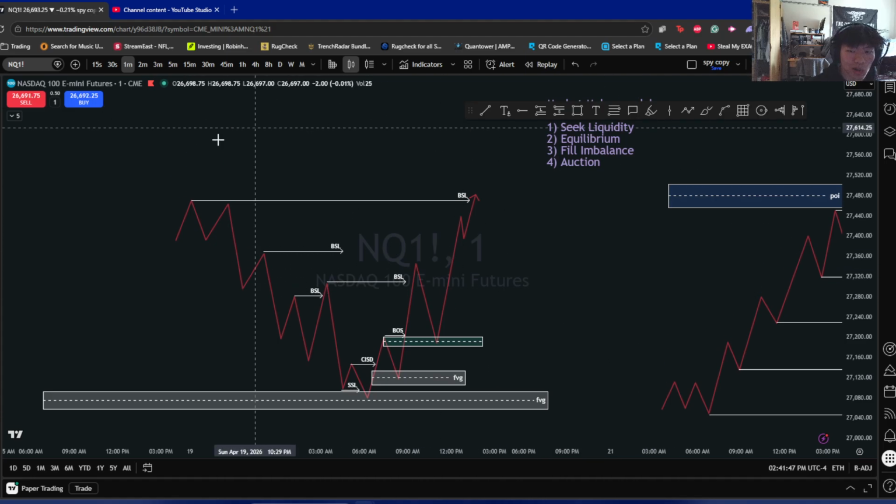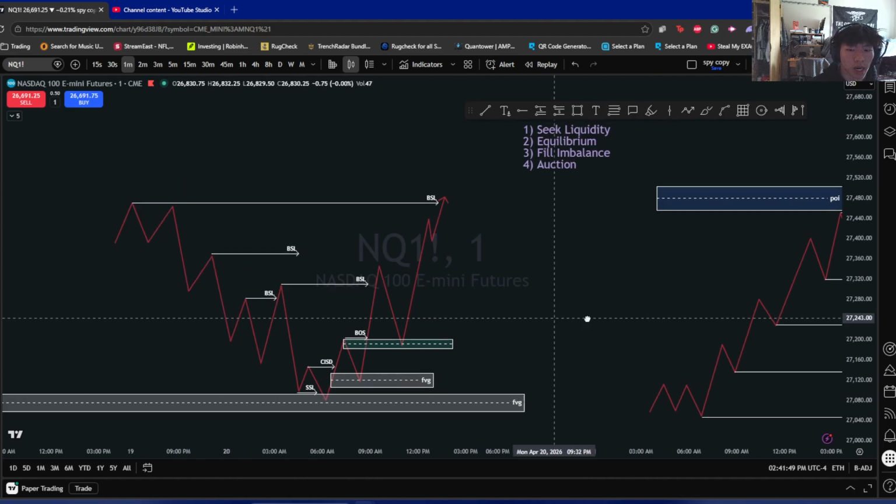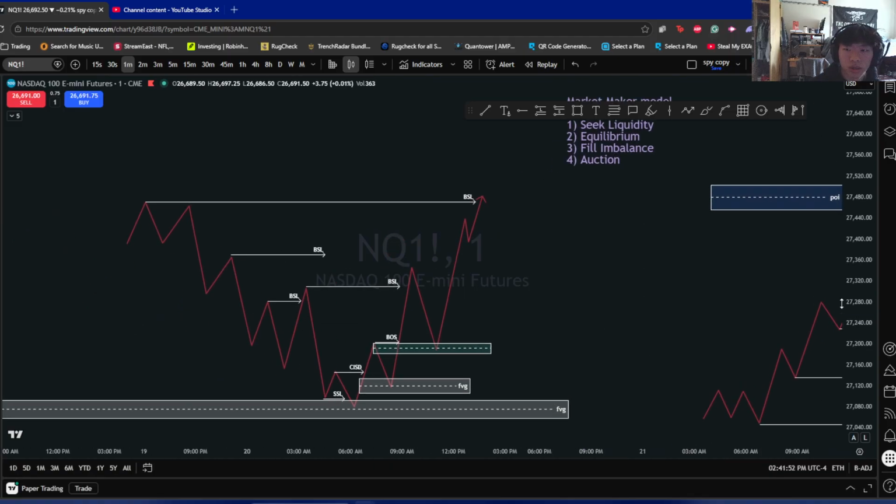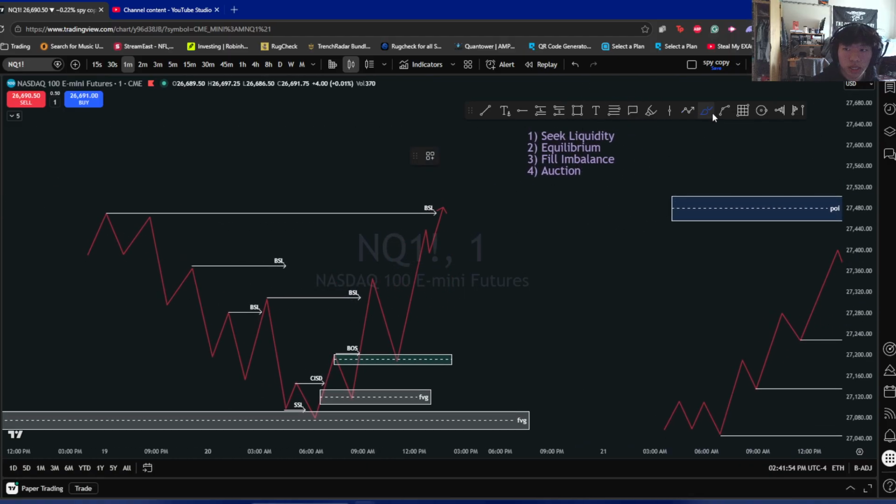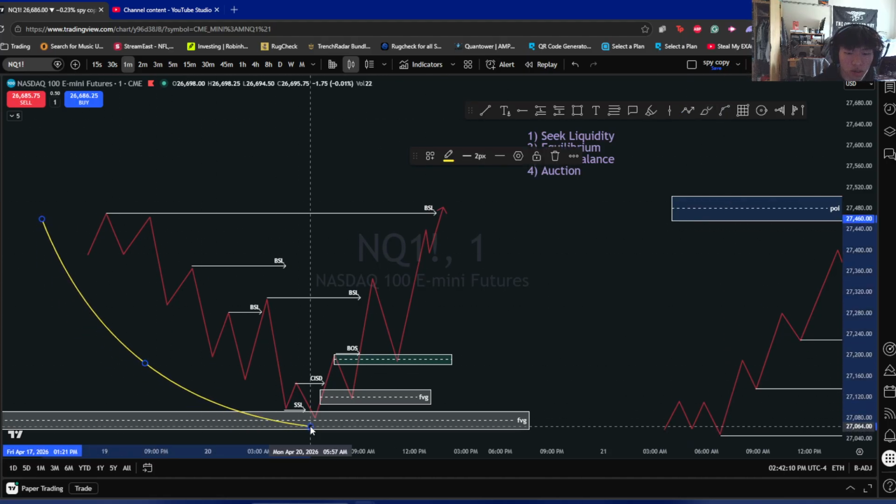So let's go over the market maker buy model first. So market maker buy model is when you understand that liquidities are taken out. Okay, the market moves four ways, right? Seek liquidity, equilibrium, fill imbalance, and auction. Okay, so let's take for example this right here.